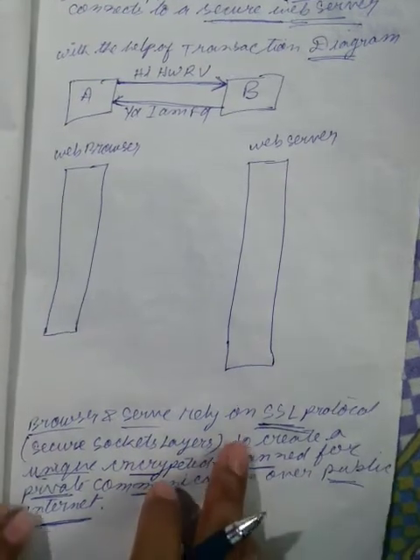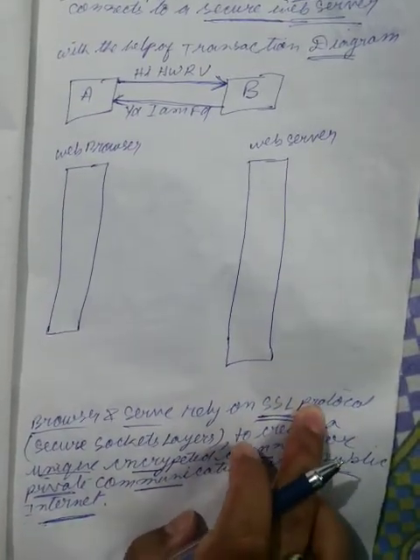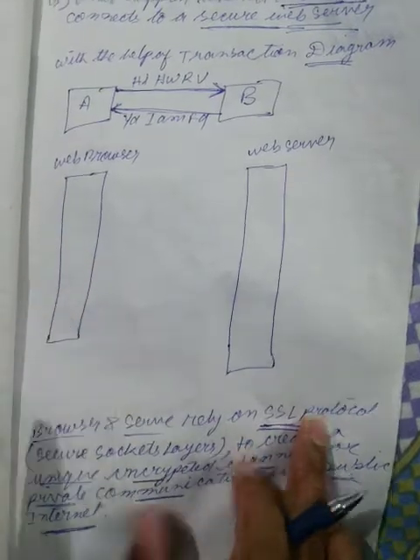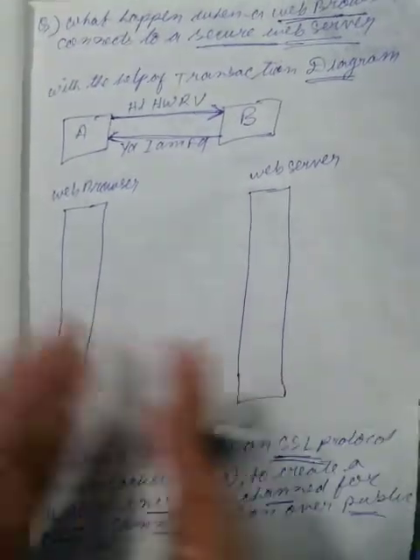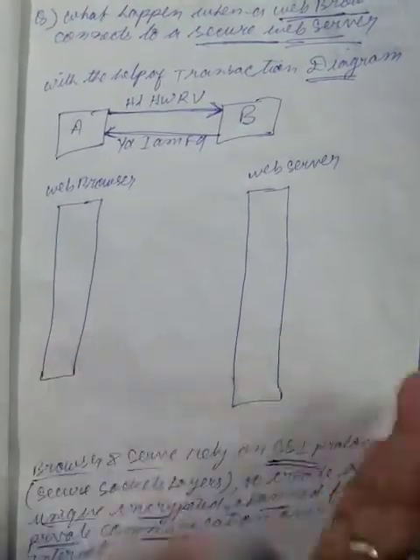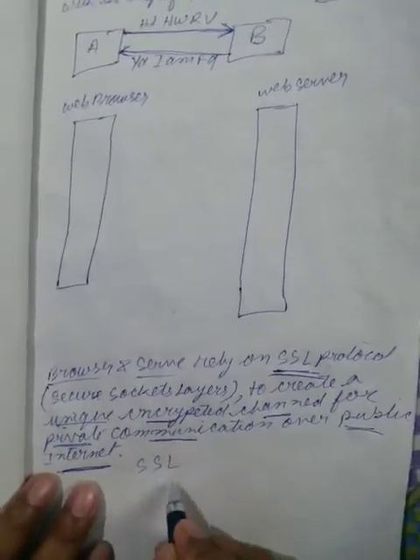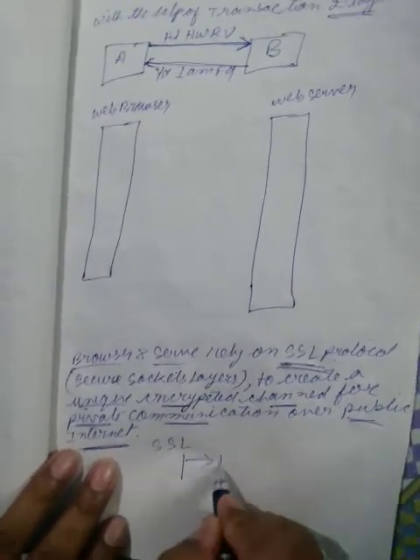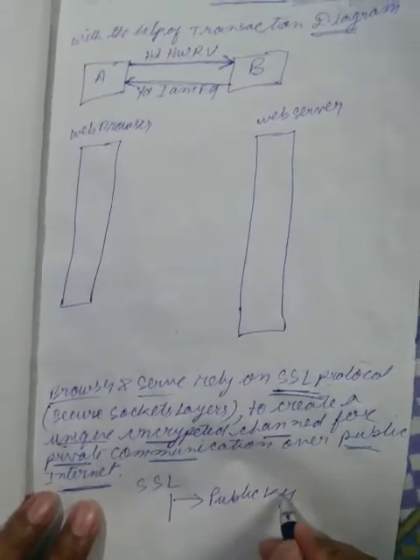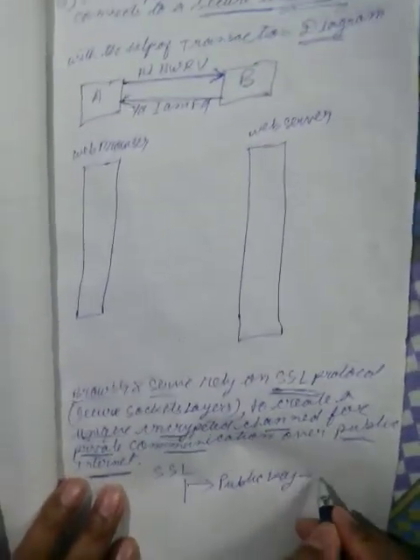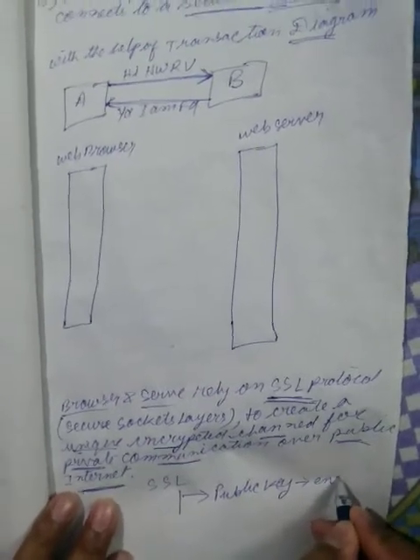Here the web browser and the secured web server are going to communicate with each other privately through SSL over the public internet. And this SSL protocol uses two keys. One is the public key, which is mainly used to encrypt messages, and one more key is called the private key.